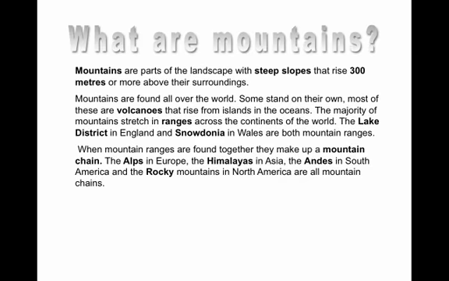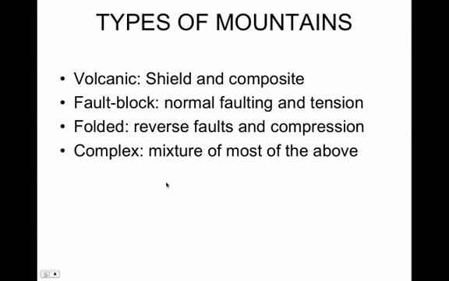So what are mountains? Mountains are parts of the landscape which have steeper slopes and they rise up to 300 meters or more above the surroundings. Mountains are found all over the world. Some will stand on their own, but most of these are volcanoes that rise from islands. The majority of our mountains stretch in what's called mountain ranges. And when mountain ranges are found together, they make up a mountain chain. For example, the Alps, the Himalayas, the Andes, and the Rocky Mountains.